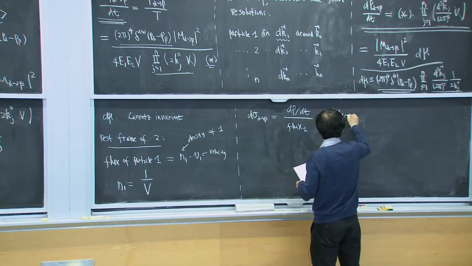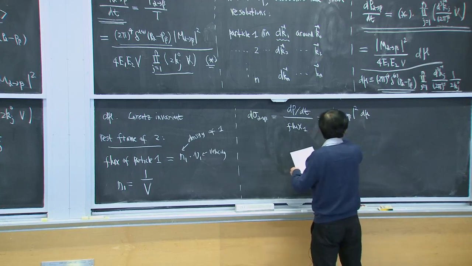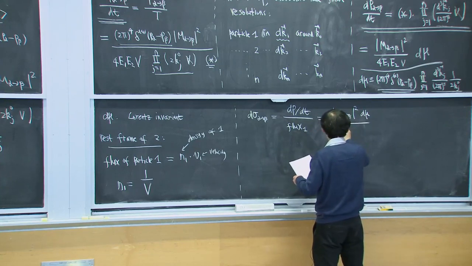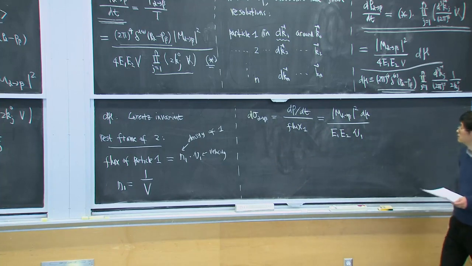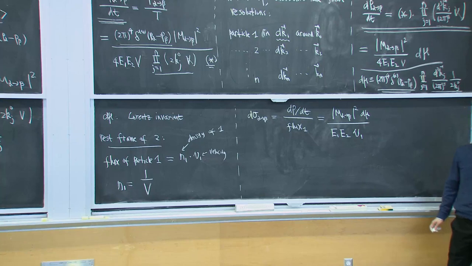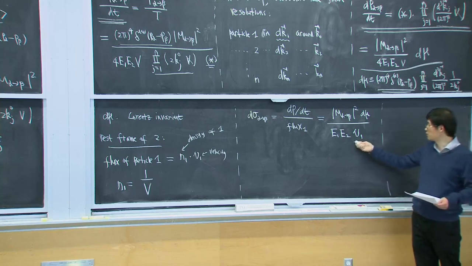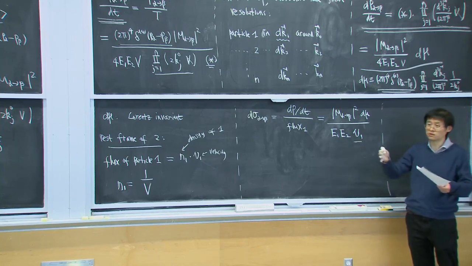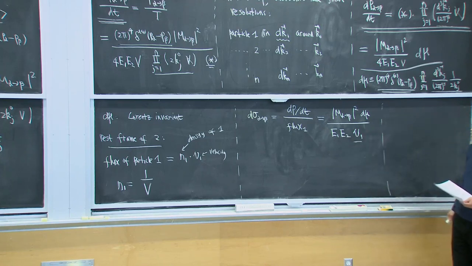M alpha beta squared d mu, divided by E1, E2, and V1, the velocity of particle one. V1 can also be interpreted as the relative velocity between 1 and 2. Anyway, this is the expression we find, in the rest frame of particle 2.